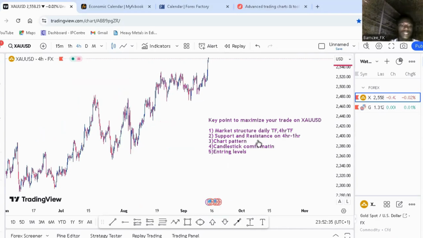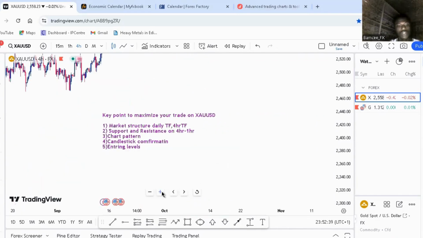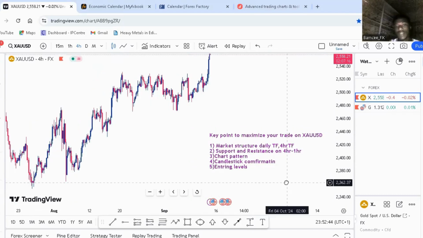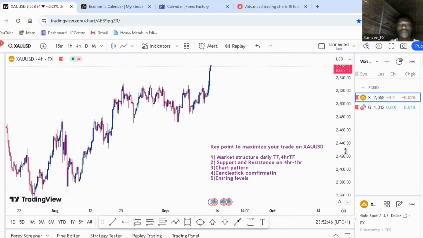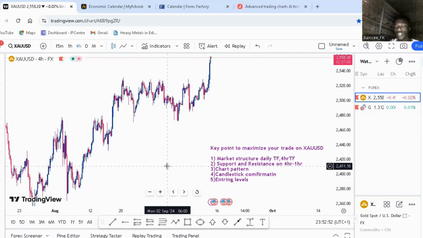So now, since we have spotted the market structure on the 4-hour time frame, which is our number one key point, that takes us to number two key point, which is support and resistance on the 4-hour time frame to the 1-hour time frame. First of all, before I do anything else, I spot my major support and resistance on the 4-hour time frame before moving to the 1-hour time frame. I look for levels where I can go for entries, understand? On the 4-hour time frame, I use it to look out for my healthy support and resistance areas.